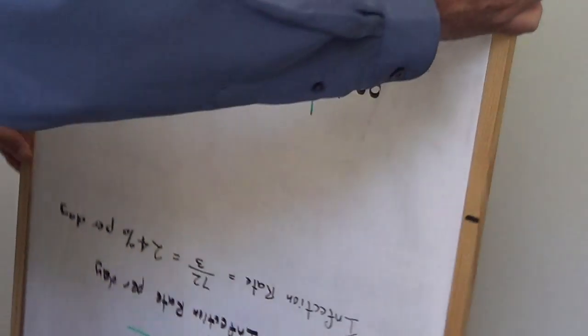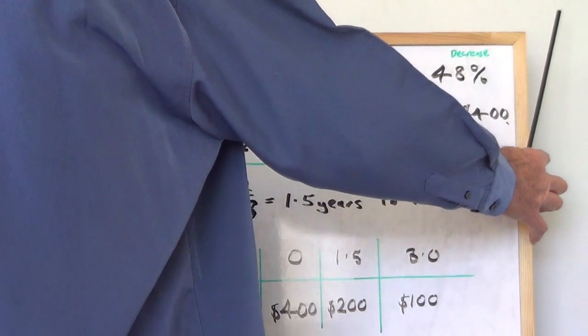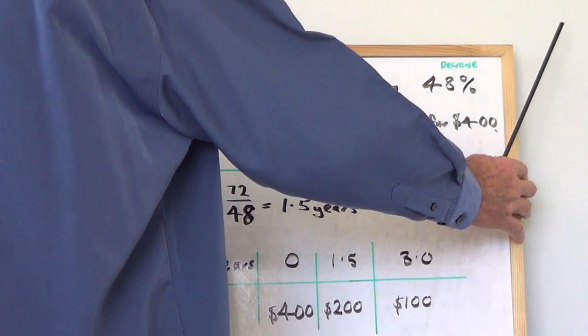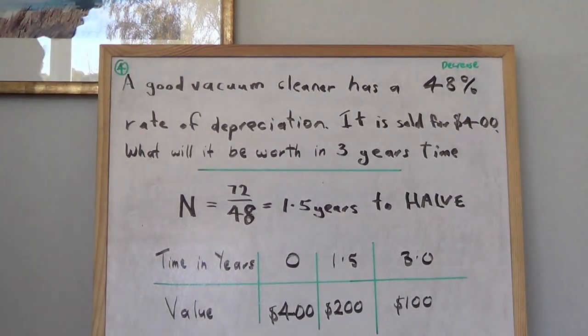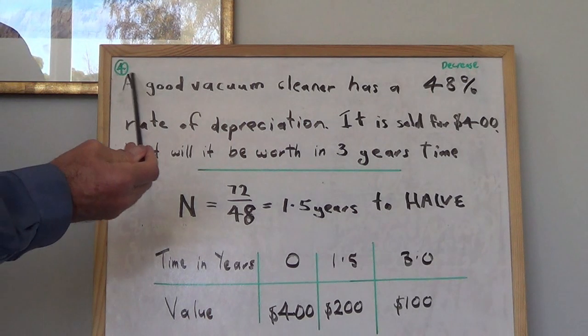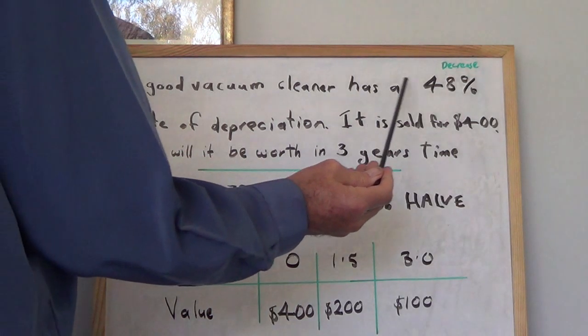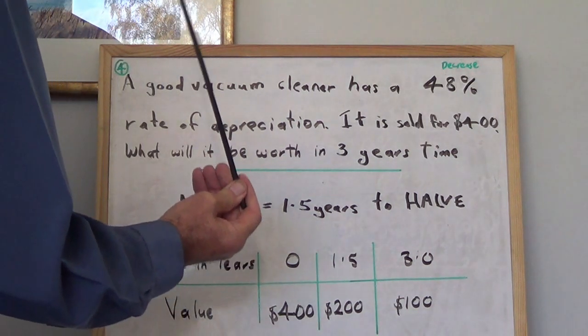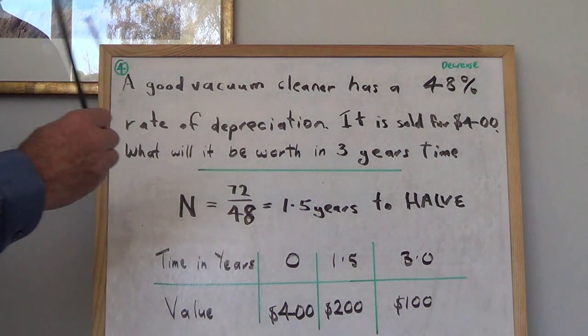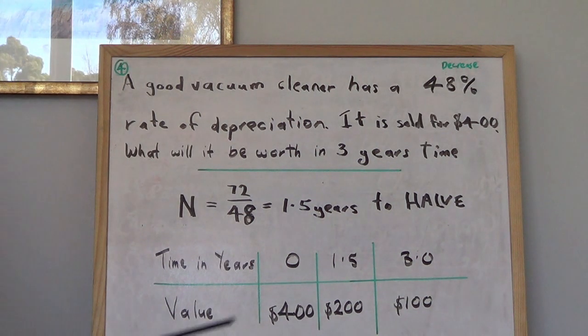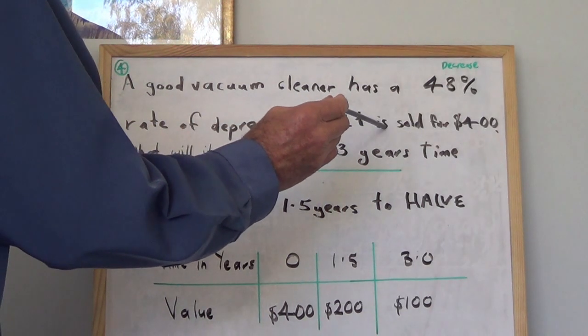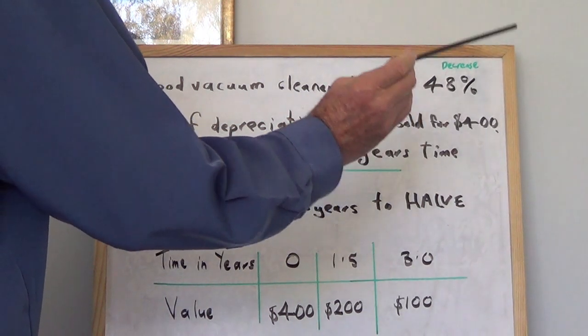Now we're going to deal with decreases. Right, where we're using depreciation. Now, a good vacuum cleaner has a 48% rate of depreciation. In other words, it goes down in value. It is sold for $400.